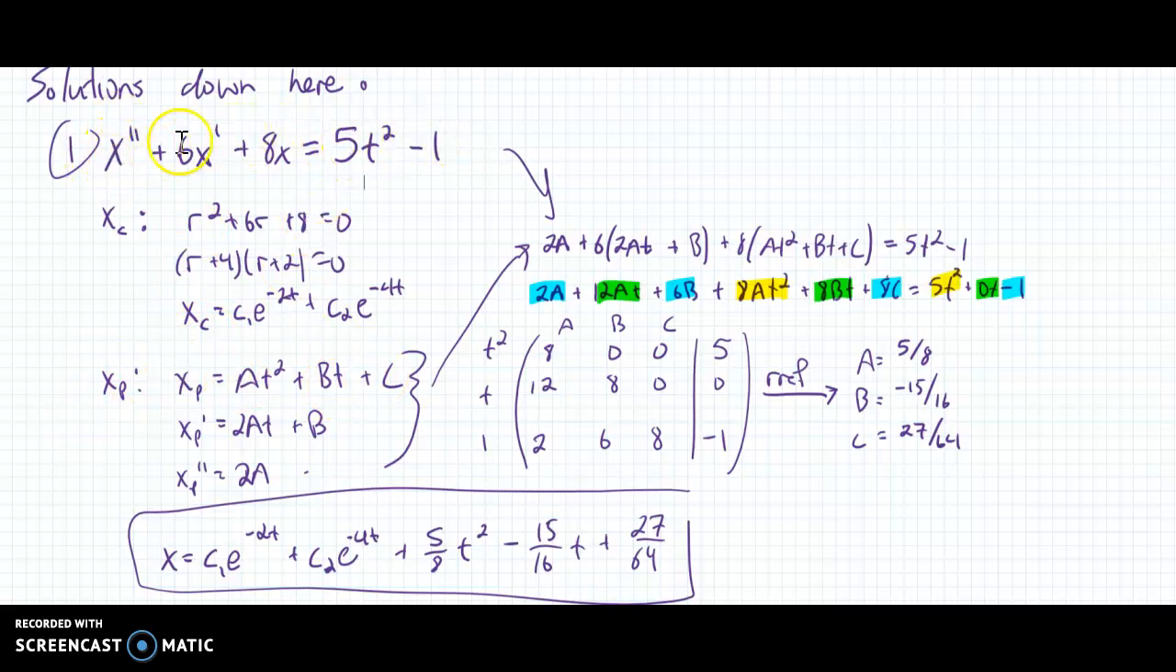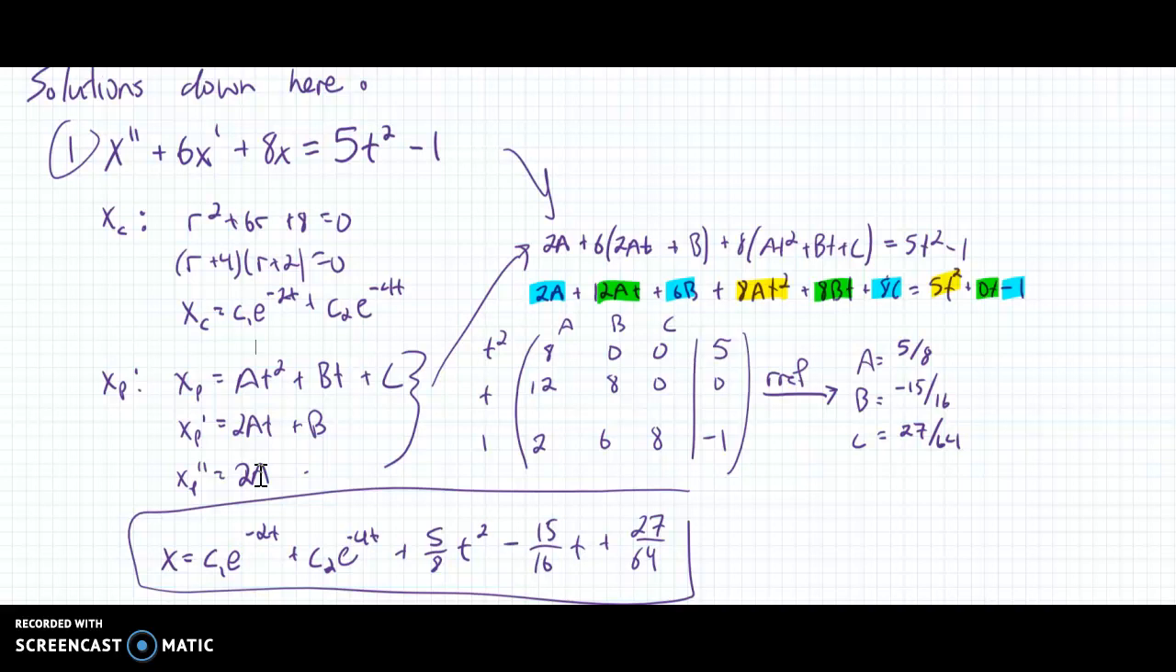So notice this is x double prime plus 6x prime plus 8x. So I am guessing that that is x. So that piece right there is going to go in right here. Notice I need to have x prime and x double prime. So I'm going to need to take the derivative of this line right here. That's this. And then the next derivative, which is this right here.